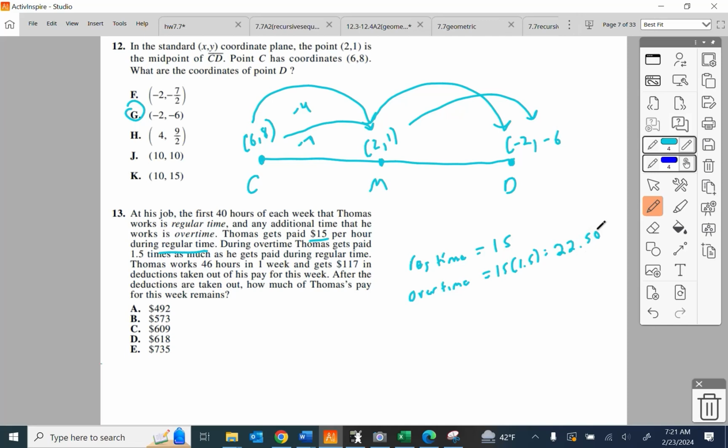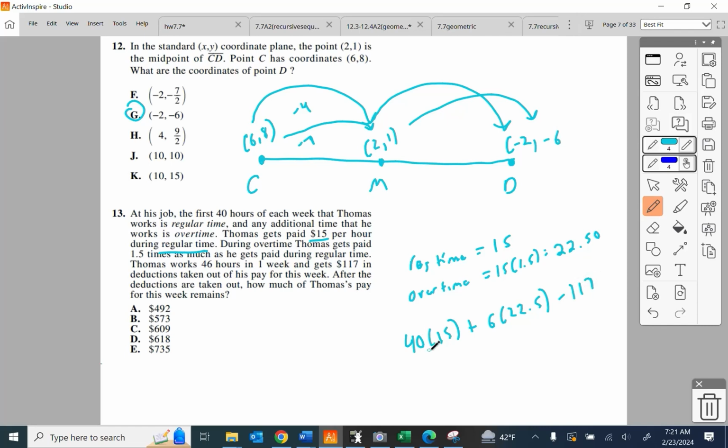Thomas works 46 hours in 1 week and gets $117 in deductions taken out of his pay for the week. After the deductions are taken out, how much of Thomas's pay for this week remains? So he's got 40 hours at 15. He's got 6 hours at $22.50. And then we're going to have to take away $117. And that's going to be it.